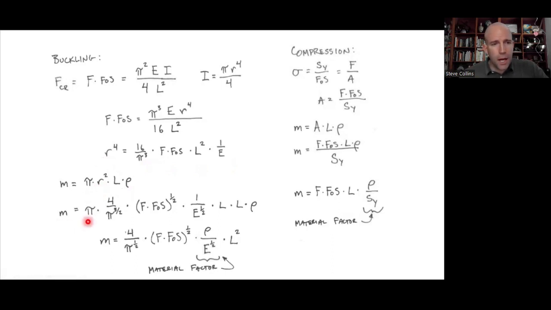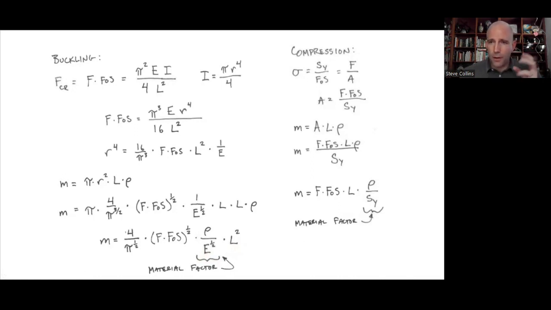And we'll get that the mass is pi times 4 divided by pi to the 3/2 power times the square root of force times factor of safety times 1 over the square root of the elastic modulus times L times L times density, or if we combine terms, we get mass is 4 over the square root of pi times the square root of force times factor of safety times, here's our material factor, density divided by the square root of elastic modulus, times length squared. So if we want a minimal mass beam that doesn't buckle, we want a small ratio of density to the square root of elastic modulus.